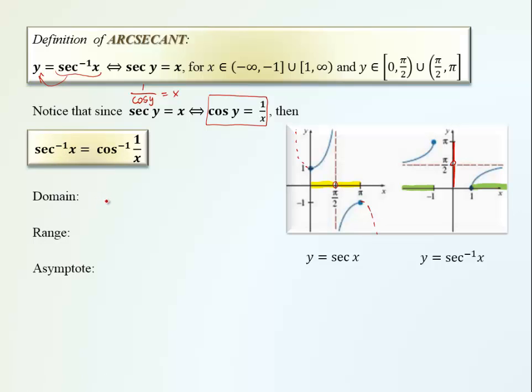Okay, let's list the properties of the arcsecant function. The domain is the green section, so it's from -infinity up to -1, including, plus from 1 to infinity. The range is the red section, so it's from 0 to pi half. We skip the pi half and then continue towards pi. And we have one asymptote. It happens exactly at pi half, so y equals pi half.